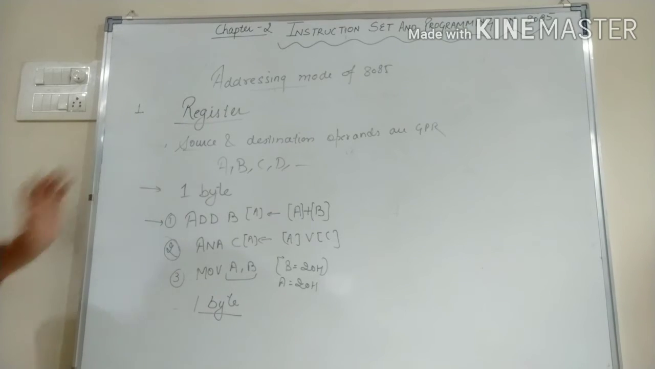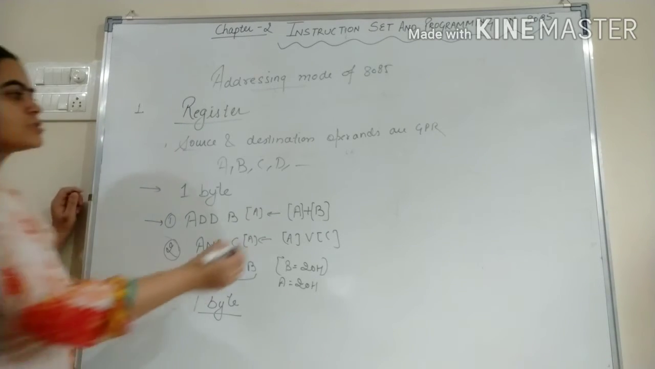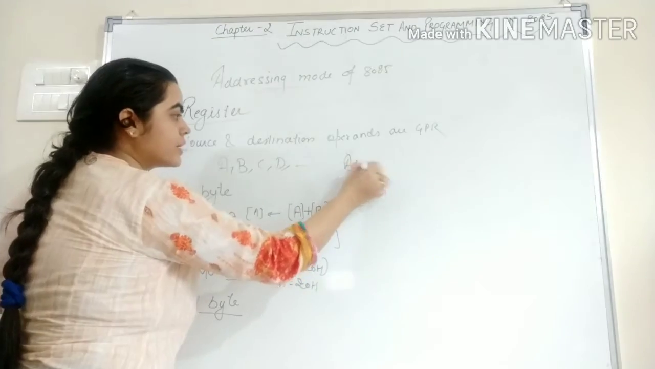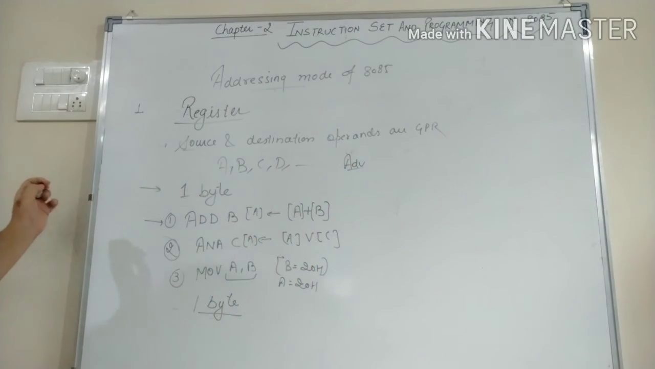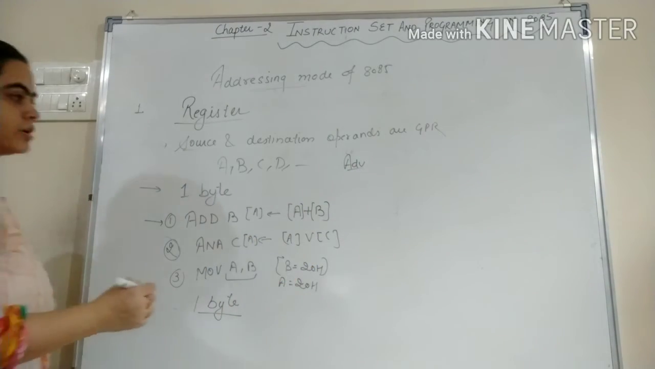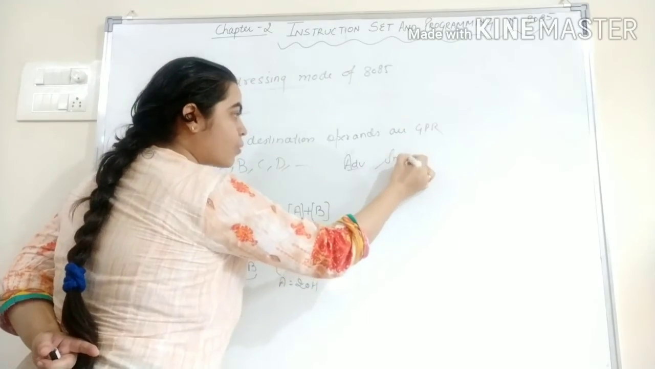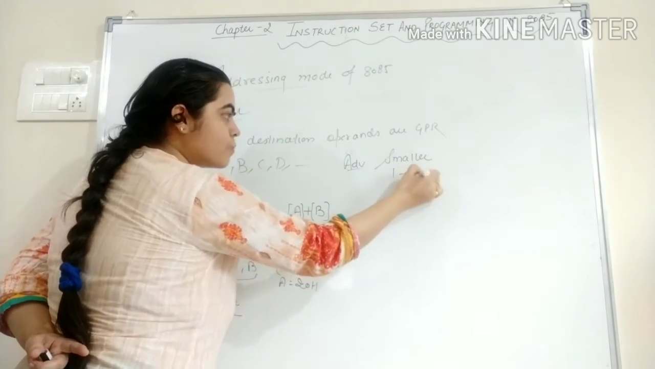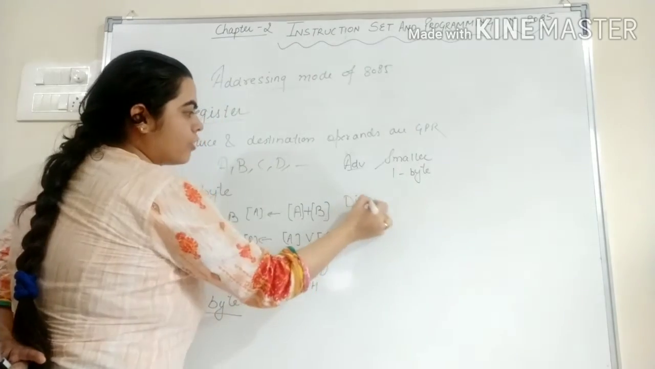Now we can see the advantages of register addressing mode. Register addressing mode type of instructions are smaller instructions. Why are these called smaller instructions? Because they occupy only 1 byte of instruction.